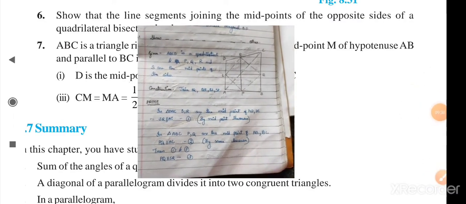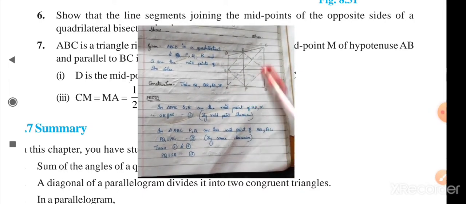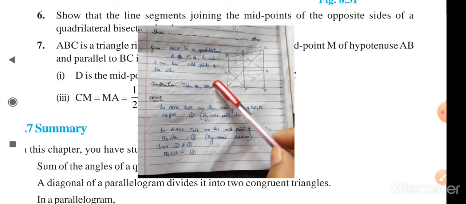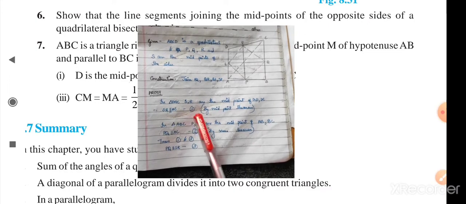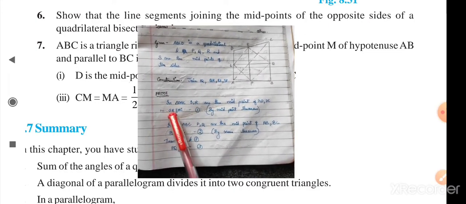Just see this question carefully. You can see that I have made a random quadrilateral as I have made earlier, and these are the midpoints, and you have to prove that PQ is parallel to SR and PQ is equal to SR. Otherwise, you have just taken SR is parallel to AC. You can prove it just by taking it only.